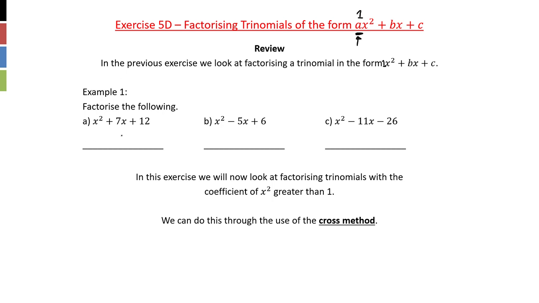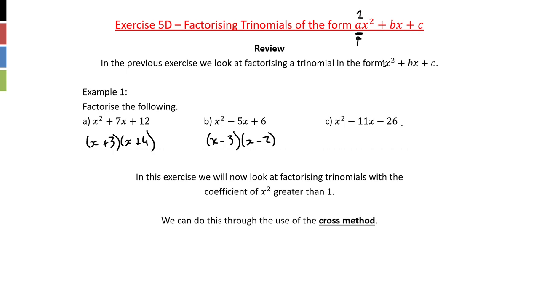Pause the video, have a go, and then come back and have a look at how I do it. So we've got a 12 multiplied, 12 will be 3 and 4. So we've got x plus 3, x plus 4. So 3 times 4 is 12, 3 plus 4 is 7. So that works. 6, 3 and 2, we need negative 5. So that is the hint that we're going to have negative 3, negative 2, so negative 3 times negative 2 is positive 6, negative 3 take away 2 is negative 5.